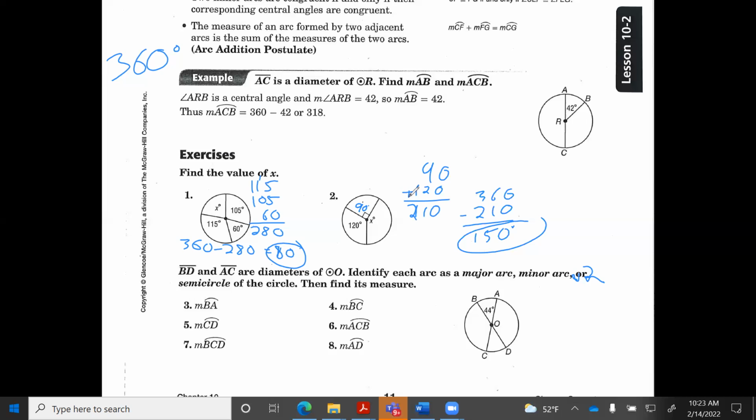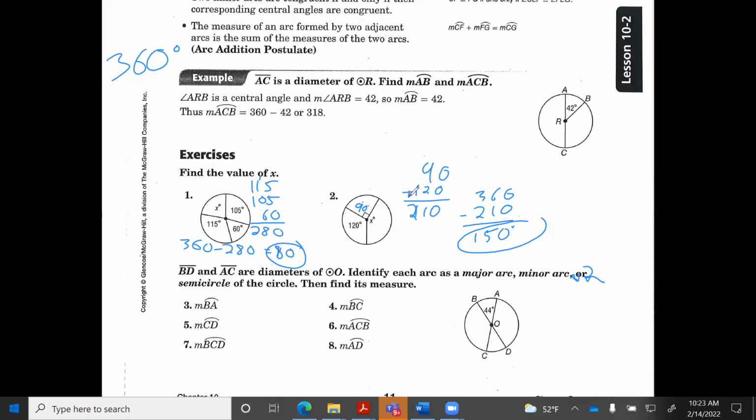All right, the bottom part is asking for the arc measure, and they want to know whether it is a minor arc, a major arc, or a semicircle. So first, a minor arc is any arc that is between what values? 0 and 180. A major arc then is anything between 180 and 360, and a semicircle is exactly 180, half of the circle.